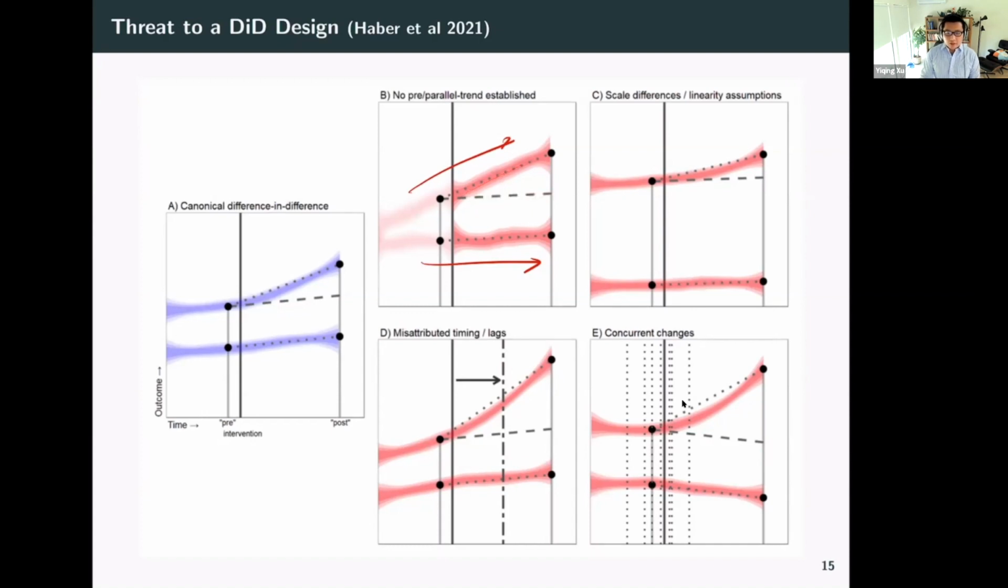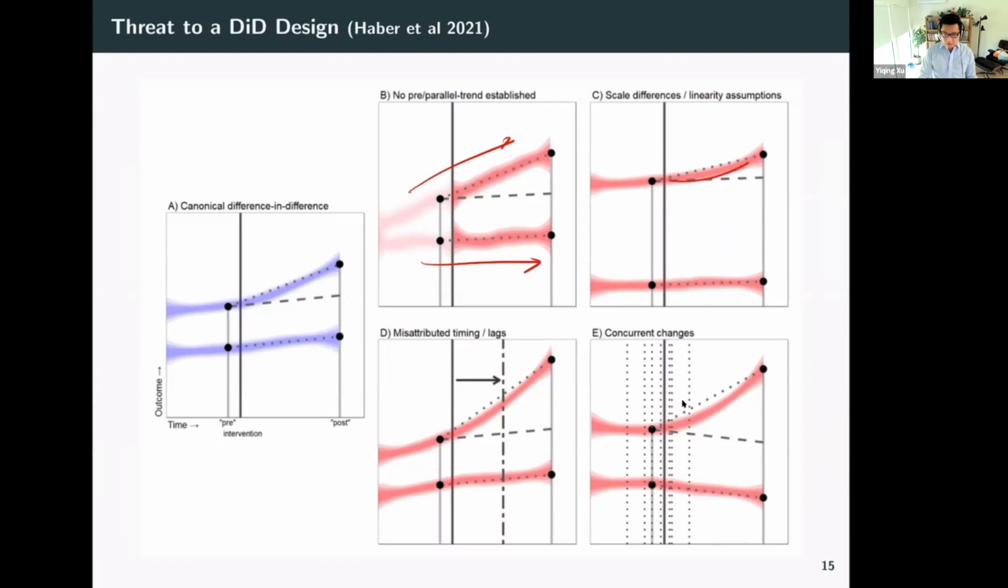Is that clear? Okay. Another possible error is, as I said earlier, DID is scale dependent. Maybe there is some scale difference. Maybe originally the logged version of Y follows the parallel trend assumption, but the level term does not. When it grows exponentially, the counterfactual does not follow parallel trend. That's this case. The third violation is that you misplace the timing of the treatment. The treatment actually happens 1 or 2 periods later, but you attribute it to 1 period earlier, so you also make a mistake.